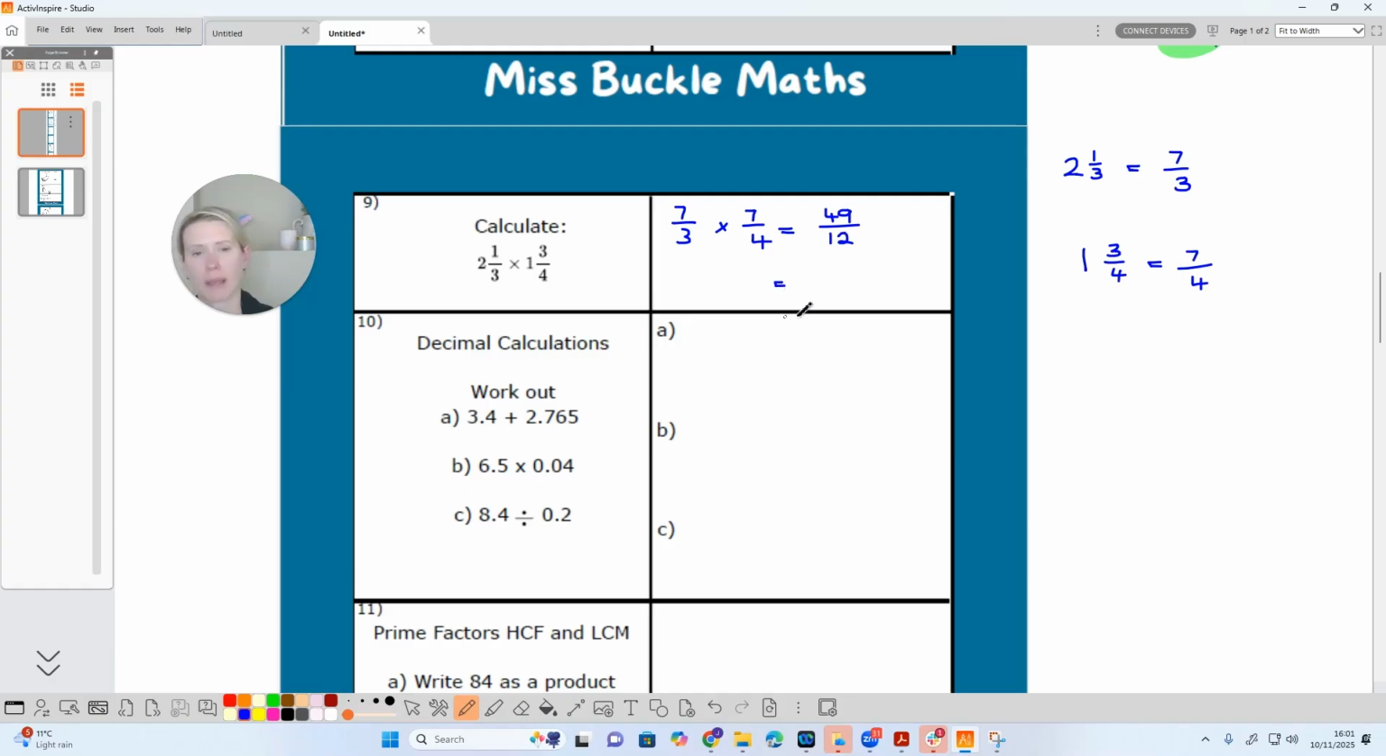And convert it back to a mixed number. So how many 12s go into 49? 12, 24, 36, 48. So 4 12s are 48 with 1 left over.